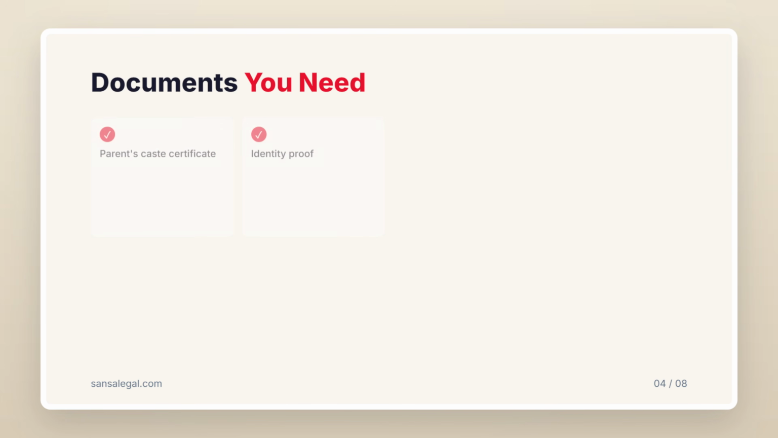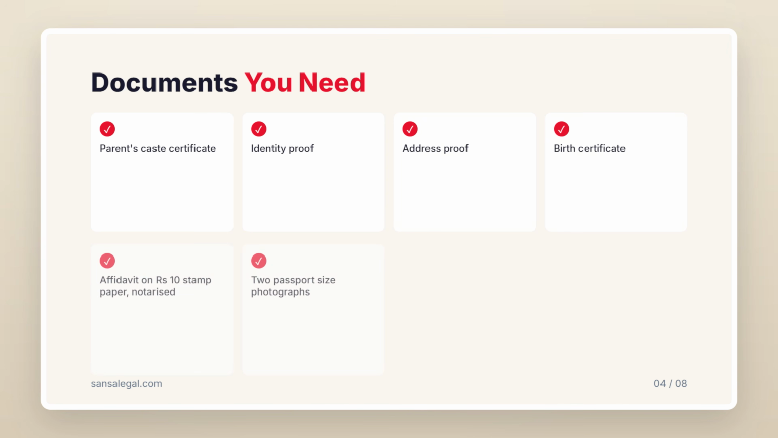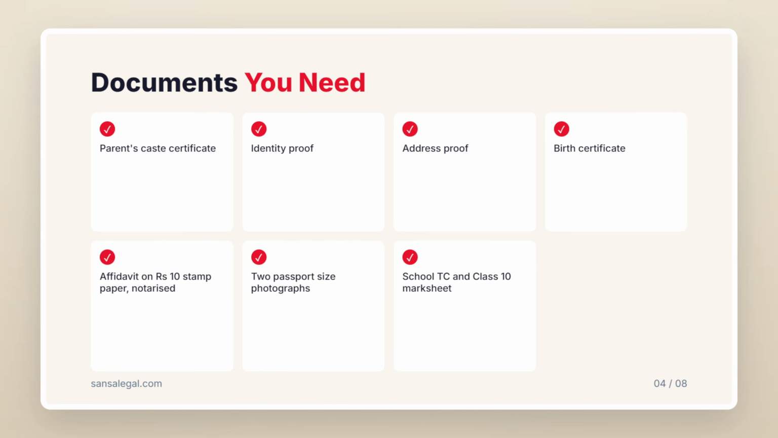Gather these before applying. A parent's caste certificate. In most states, the father's certificate is the primary proof of caste lineage. Identity proof, such as Aadhaar, voter ID, or ration card. Address proof, such as Aadhaar, an electricity bill, or a property tax receipt.